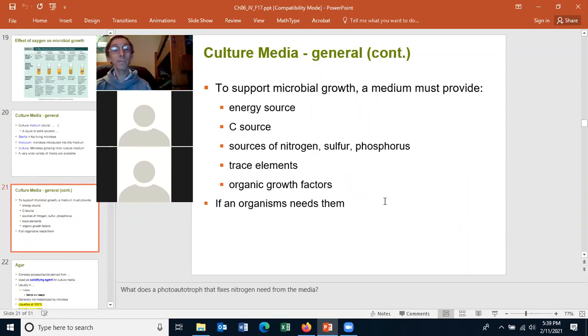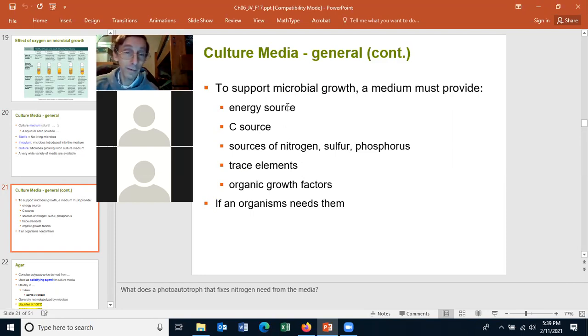So the purpose of media is to support microbial growth. By doing that, the medium must provide an energy source, a carbon source, sources of nitrogen, sulfur, phosphorus, trace elements, and organic growth factors. Oftentimes, the energy source and the carbon source can be the same molecule, like if you're providing, what is the name of that? Glucose salts media.